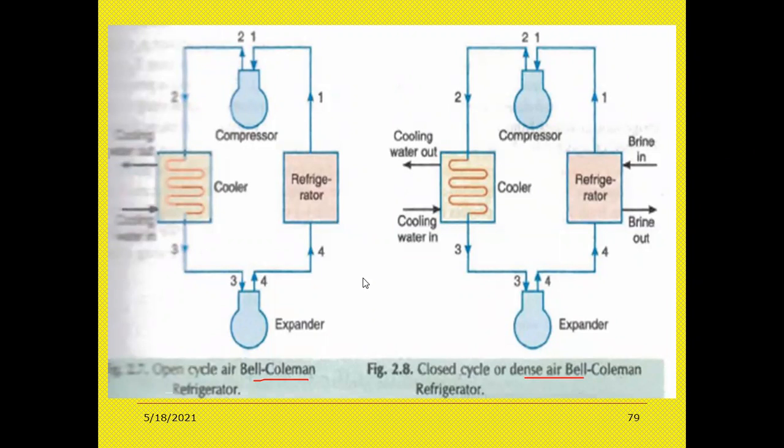If you see the changes in the figure, from the refrigerator to the compressor, from compressor to the cooler, from cooler to the expander, from expander to the refrigerator. But here you can see the same figure. You have the four processes, but the only difference is you are adding the brine solution into the refrigerator. You are removing the brine solution from the expander to the refrigerator part, right?